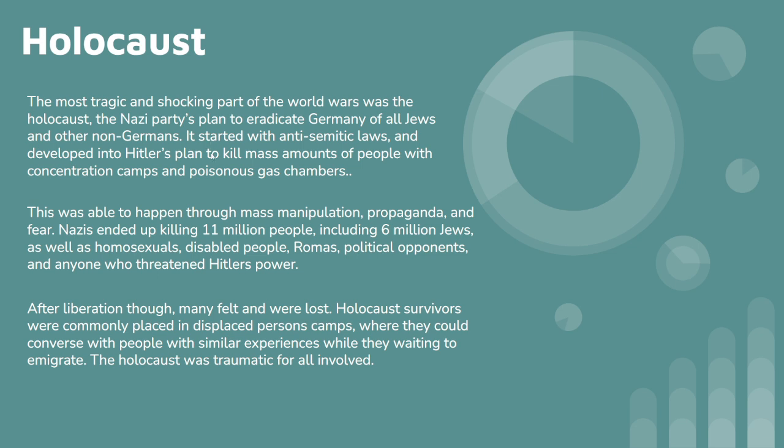The most shocking and tragic part of the World Wars was the Holocaust, which was the Nazi Party's plan to eradicate Germany of all Jews and other non-Germans, started with anti-Semitic laws and developed into Hitler's plan to kill mass amounts of people with concentration camps and poisonous gas chambers called the Final Solution. This was able to happen through mass manipulation, propaganda, and fear. Nazis ended up killing 11 million people, including 6 million Jews, as well as homosexuals, disabled people, Romas, political opponents, and anyone who threatened Hitler's power, which is kind of just political opponents.